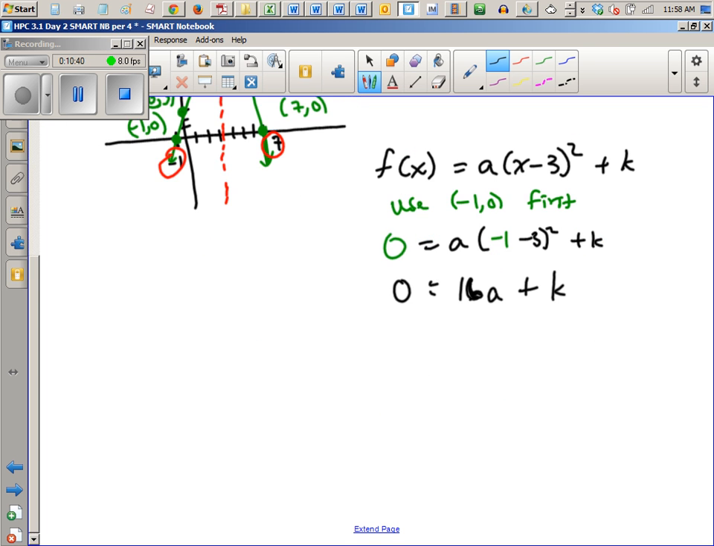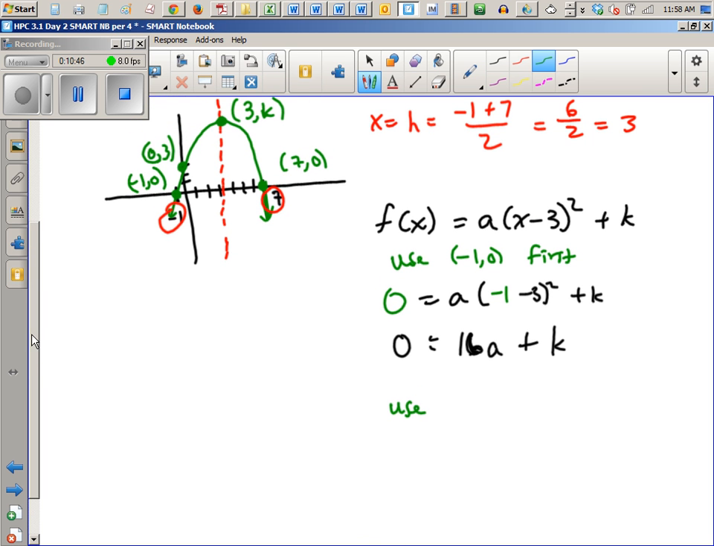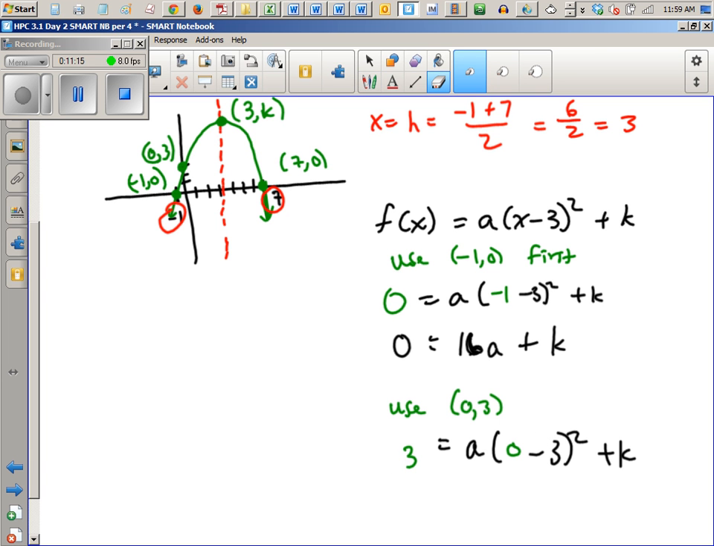Now let's try using... Now I don't think I'd use the other x-intercept, okay? We've already used one of the x-intercepts. I think if you use the other x-intercept, what's going to happen is you're going to get 0 equals 16a plus k all over again. Why don't we use the y-intercept? Okay, so let's do that. So let's use (0, 3). So the left side is 3, and then this is equals a times (0 minus 3) squared plus k. Okay? And this gives us the statement 3 equals 9a plus k.